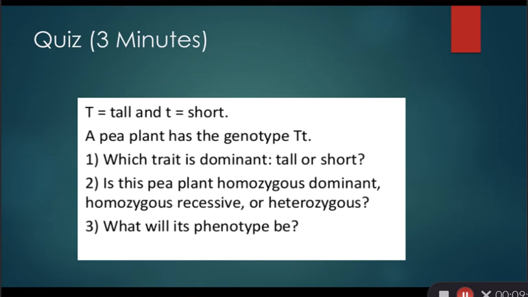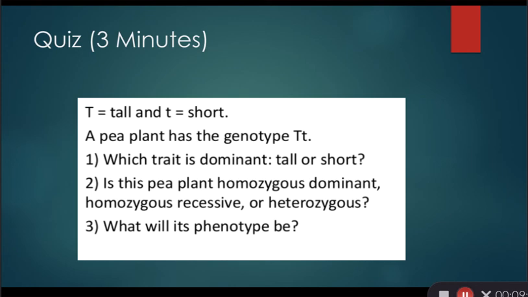A dominant trait is denoted by a capital letter. So we can see here that the capital T, which means tall, would be our dominant trait. So the dominant trait would be tall. The second question asks, is the pea plant homozygous dominant, homozygous recessive, or heterozygous? Since there is a mix of 2 different types of alleles, both a dominant capital T and a recessive lowercase t, we see that the trait would be heterozygous.